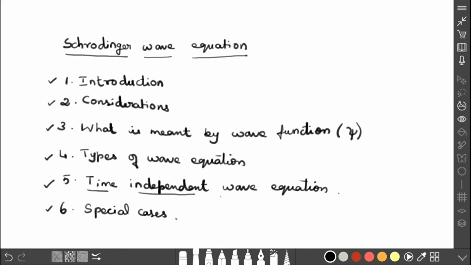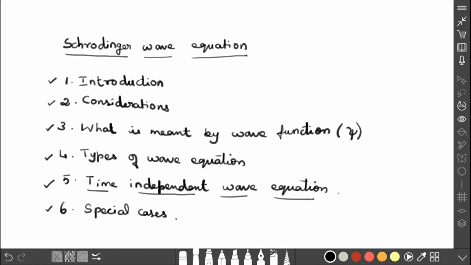Alright, so let me start the introduction part. What is meant by Schrodinger wave equation? Actually de Broglie has given the wave nature of particle. He explained how particles are behaving as waves. The same statement Schrodinger has given in mathematical form. So Schrodinger describes the wave nature of particle in mathematical form, and this equation is known as the Schrodinger wave equation.